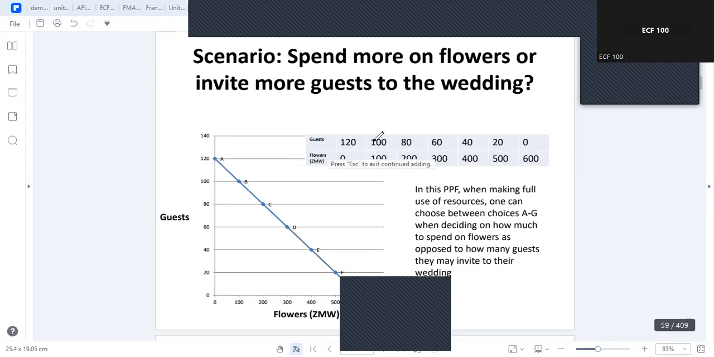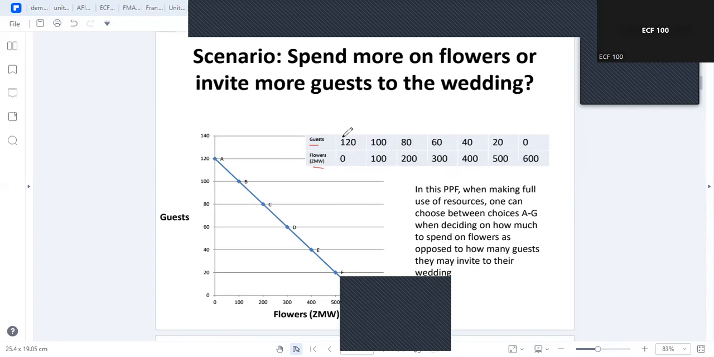A scenario can be given, for instance, where you have to invite more guests, meaning the number of flowers must also be considered. So in this PPF, we are making a decision of how to use resources. One has to choose choices A, B, C, D up to G, depending on how much they want to spend on flowers as opposed to how many guests they want to invite at the wedding. So you can use the PPF to illustrate your decisions of options.